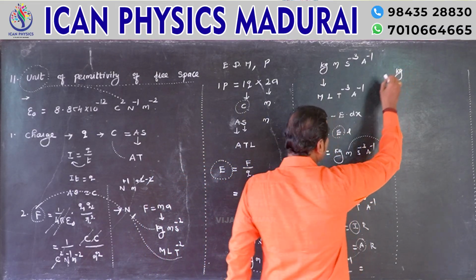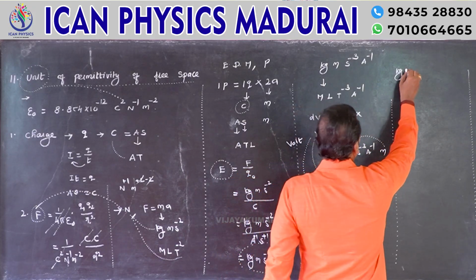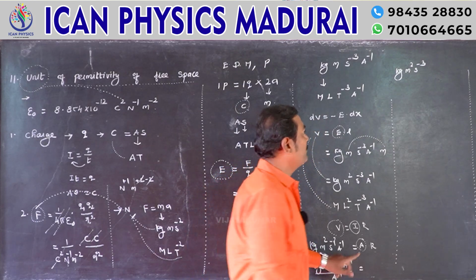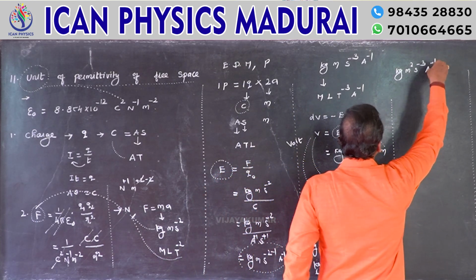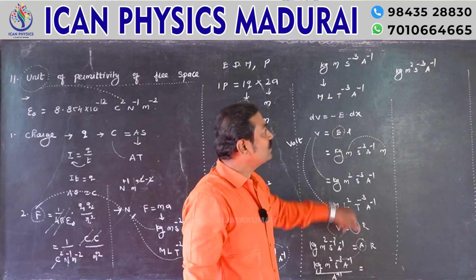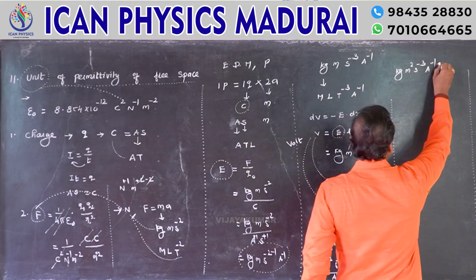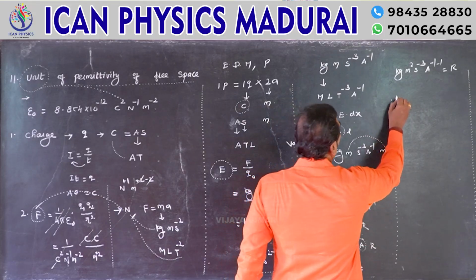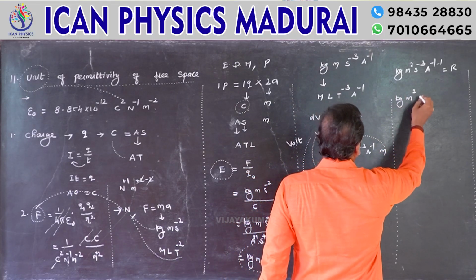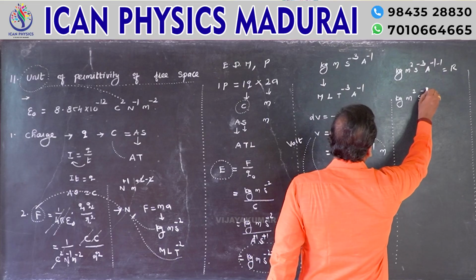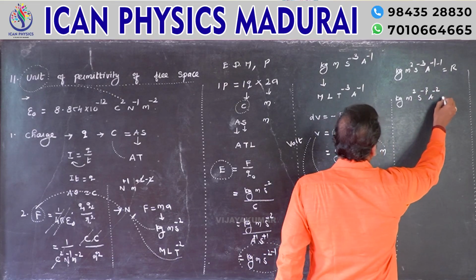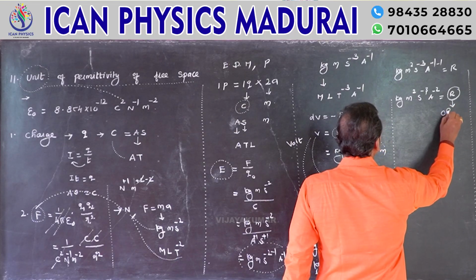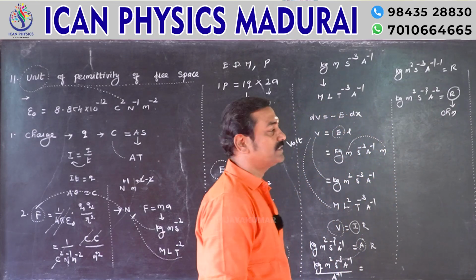Okay. So now the power plus 1 goes to the numerator as minus 1. So kilogram meter square second power minus 3. Already we are having A power minus 1. So the power plus 1 goes to the numerator as minus 1. So that is the value of R. Now kilogram meter square second power minus 3 A power minus 2 is R. So the unit of resistance is ohm.